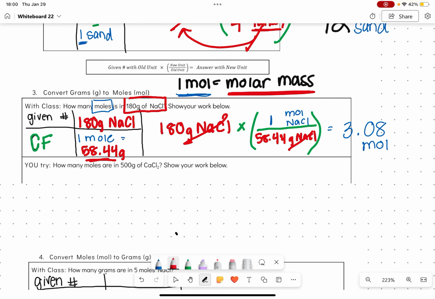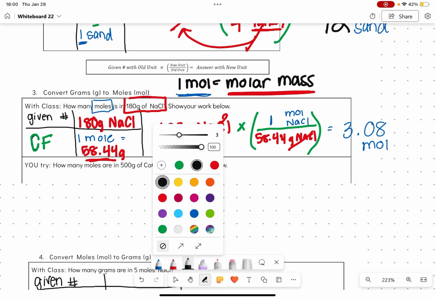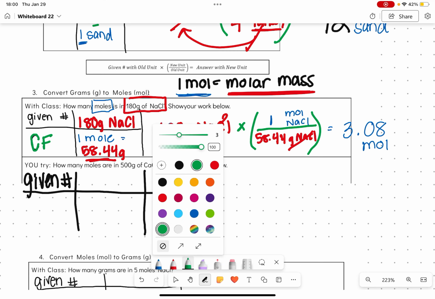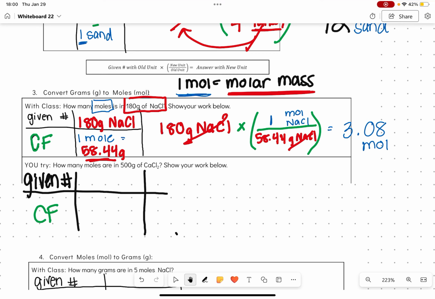What I want you to do now is you are going to try the next question, the you try. On your paper, I want you to set up your little conversion chart. So put your given number and then your conversion factor. The question is, how many moles are in 500 grams of CaCl2? So I want you to, 1, mark up the question, 2, fill out the chart, 3, set it up, and then solve. When you're finished with this, you are going to check your answer with me before you move on.